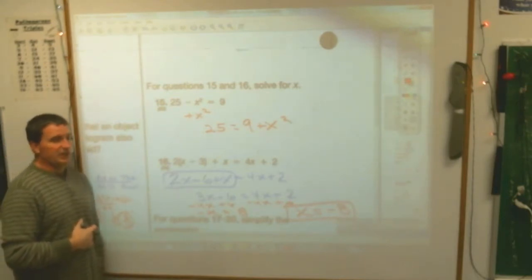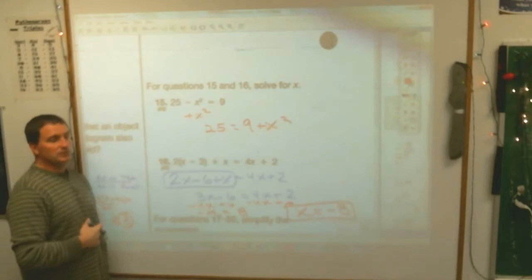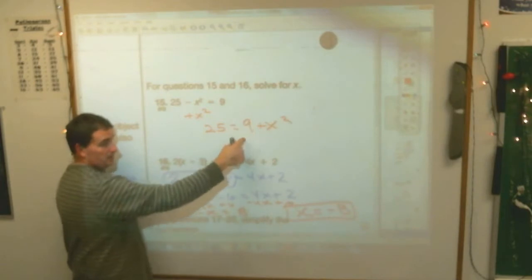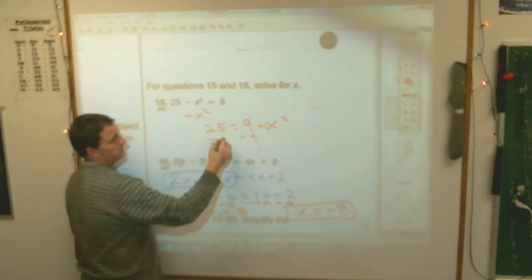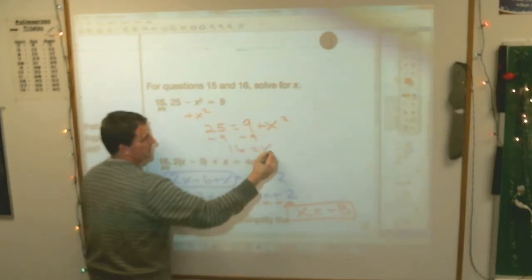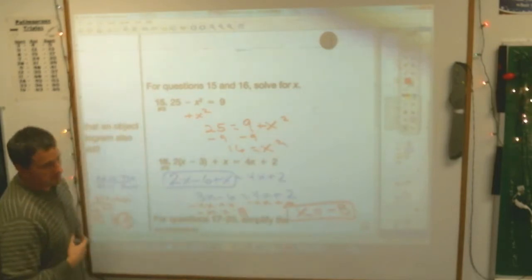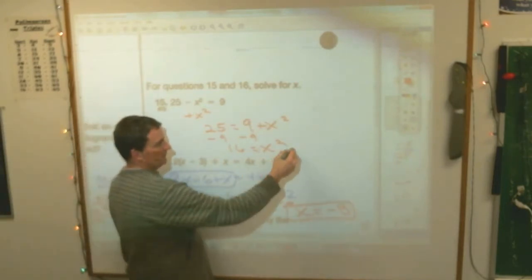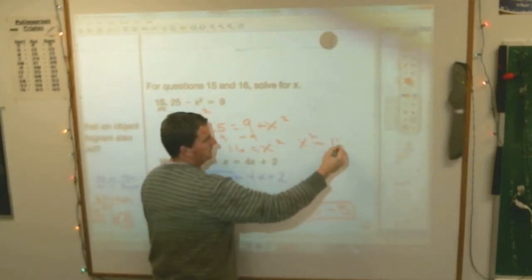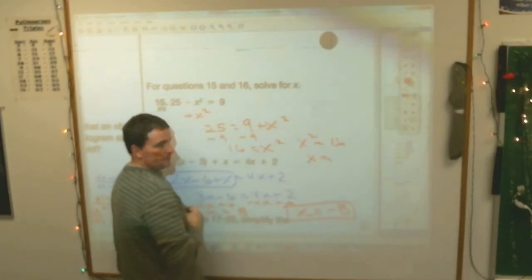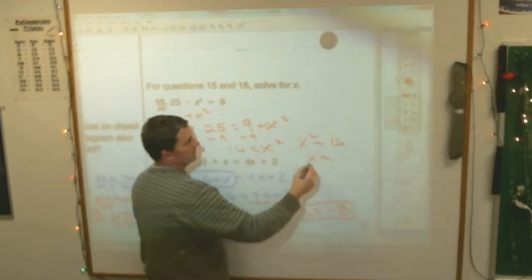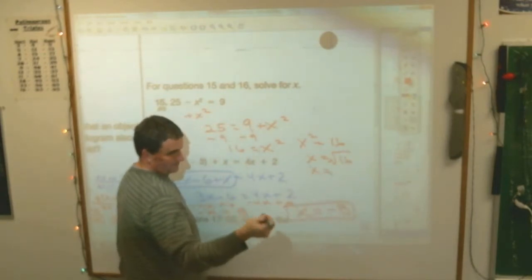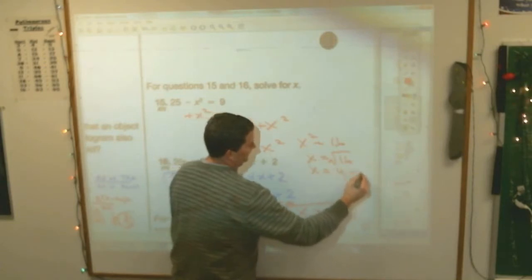Now what? To isolate x or get x by itself, you have to get rid of this by subtracting it over. So now you get 16 equals x squared, which means, Kelsey, x is going to equal, if x squared equals 16, x equals, now the square root of 16, Kelsey, which means x equals 4 and negative 4, yes.